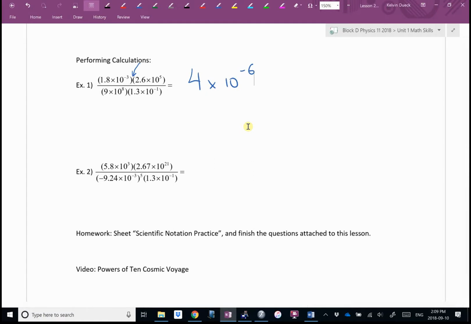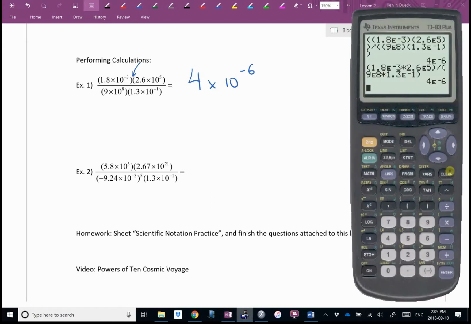Example 2. Is this a fraction? Is there more than one thing on the top? I'm going to open up a bracket. And sorry, Erica, it's really tough to keep track of brackets on those things. That's part of the weakness of them. So this is my get a good calculator rant. 5.8 scientific notation 3 times 2.67 scientific notation 21. Close off the top.